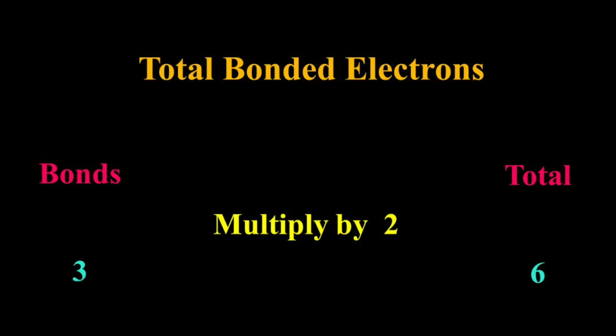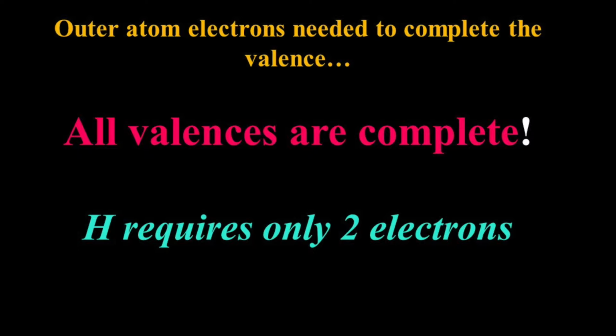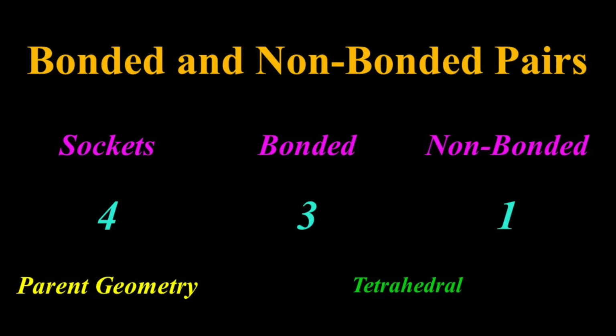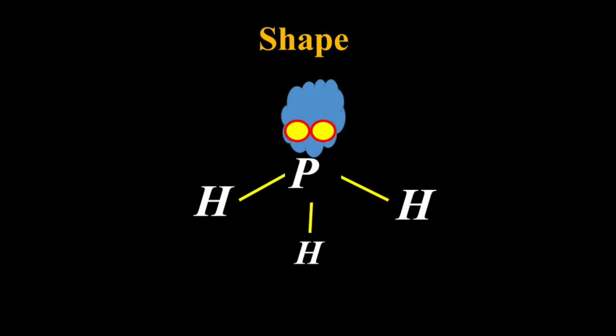We have 3 bonds that we drew in, so that's 3 times 2 is 6. So we have those 6 electrons, and hydrogen requires only 2 electrons, so all valences are complete. And so we have 2 electrons left over, or 1 non-bonded pair to be placed around the central atom. So we have 4 sockets, therefore the parent geometry is tetrahedral. We have 3 bonded, 1 non-bonded. That's going to be the shape.